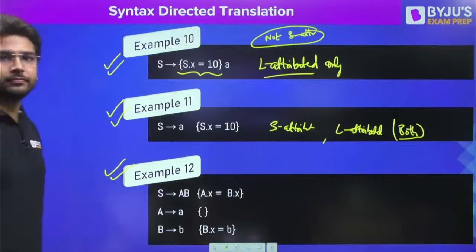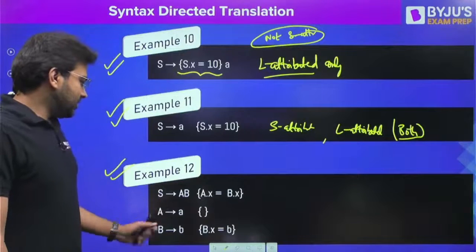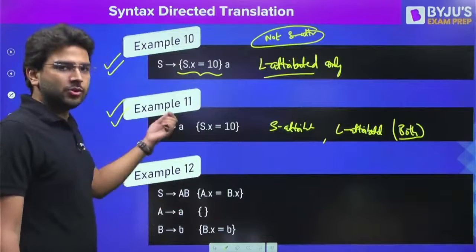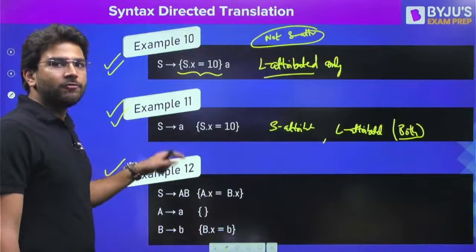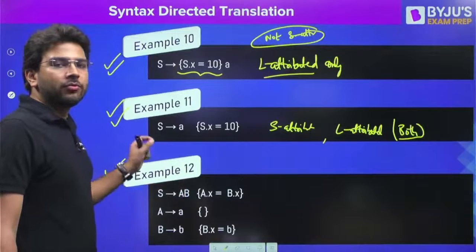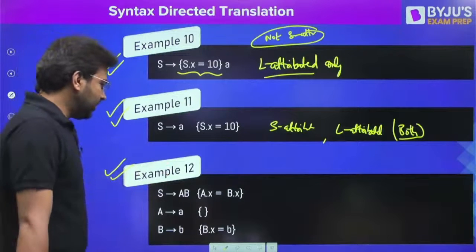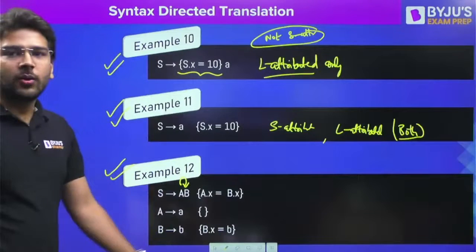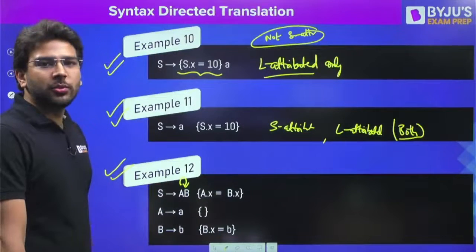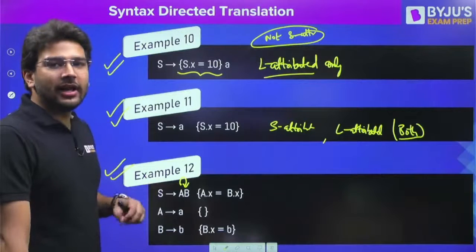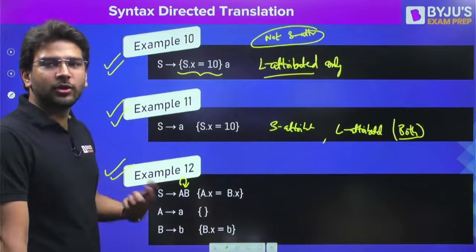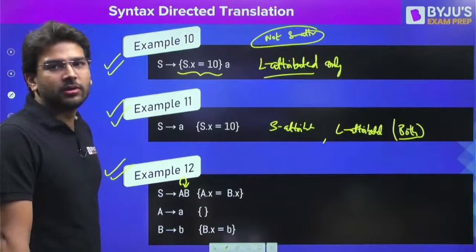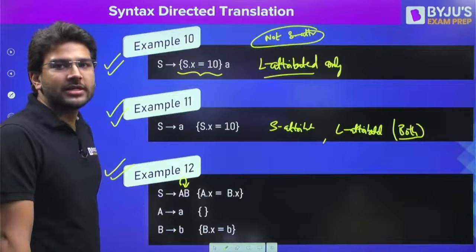What about this one? Example number 12. Here you can see all the translations are present only at the end of the RHS, right? That means it is common in S attributed or L attributed as well. Now we have to see the attribute computation. Here if you see, A is taking the value from B. What do you say? What about this 12th one? Is it L attributed or S attributed or neither nor, what is it? So Bhagya is saying it is neither L attributed nor S attributed. Yes, anyone else getting the answer?